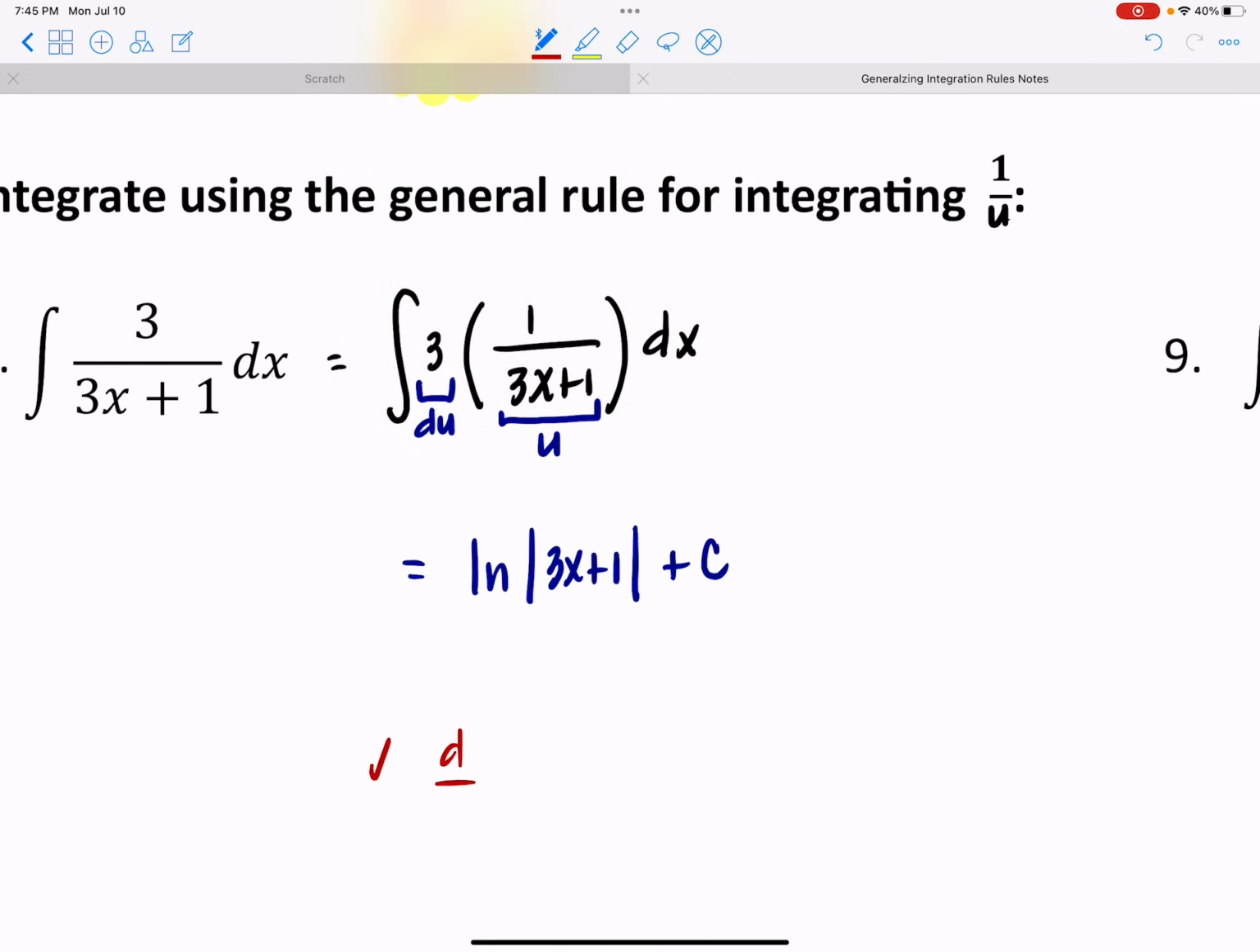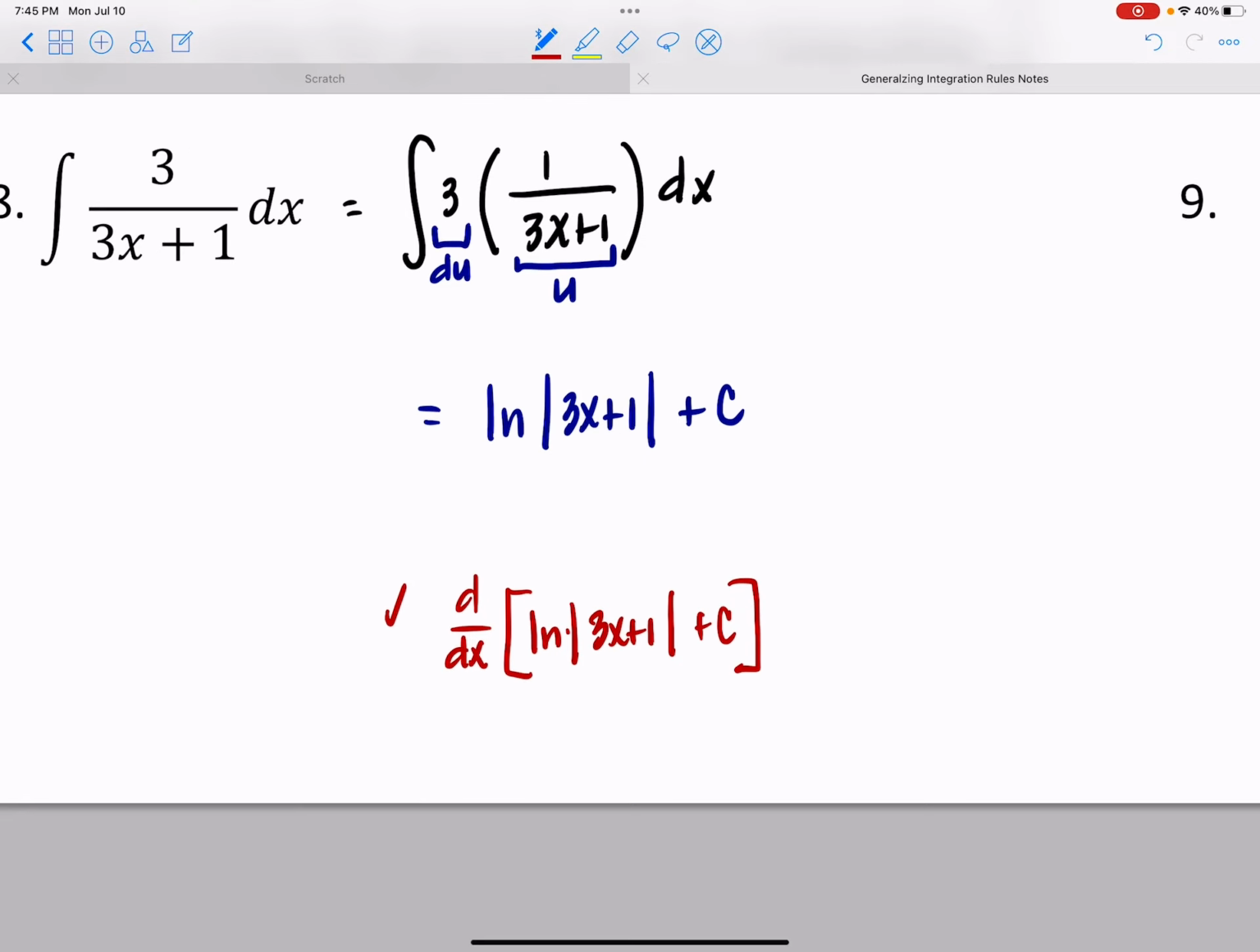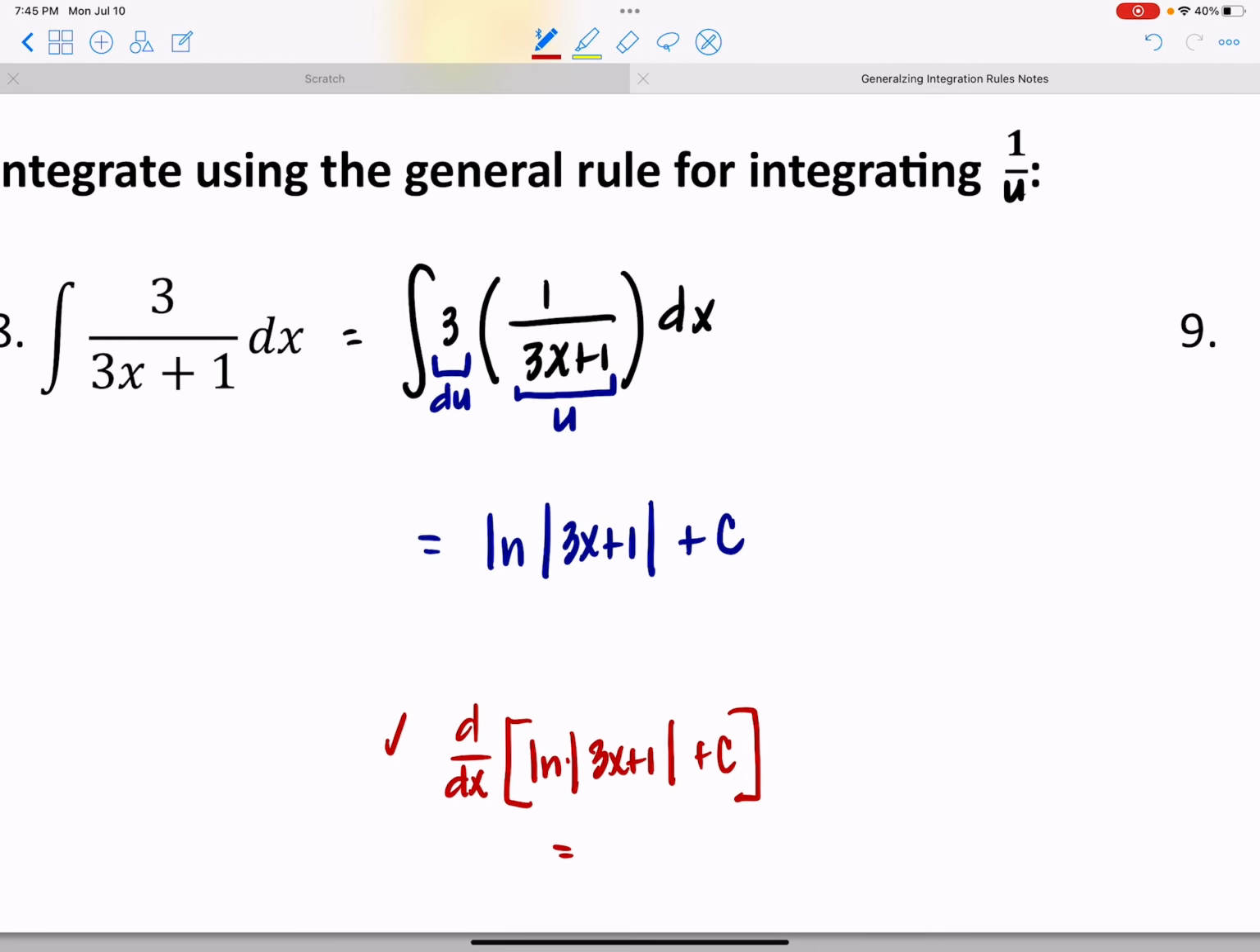Take the derivative with respect to x of the natural log of 3x plus 1 plus c. The derivative for the natural log of x is 1 over x. This would be 1 over 3x plus 1. Then we would multiply by the derivative of the inner function, which is 3, and the derivative of the constant is 0, and we get exactly what we started with. So this matches this. Again, we are good.